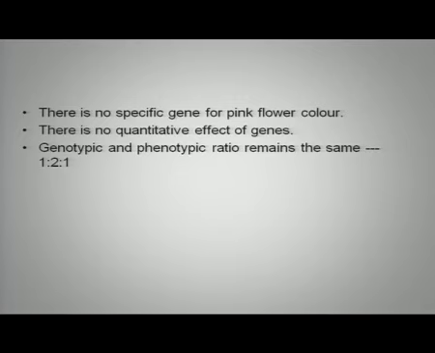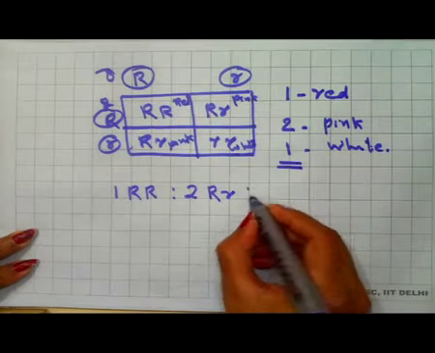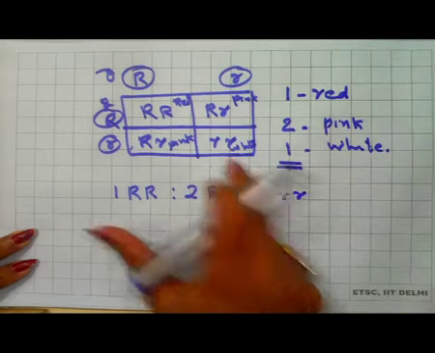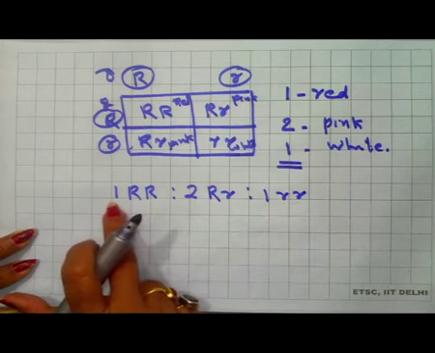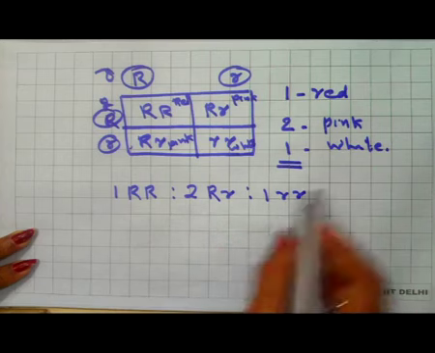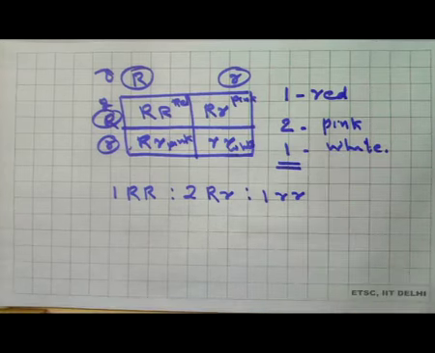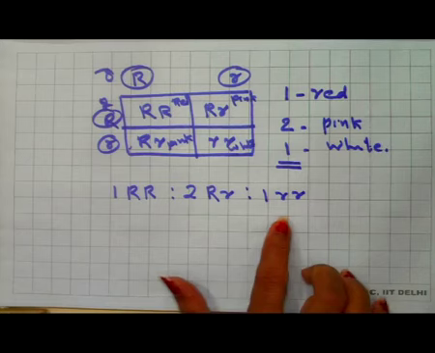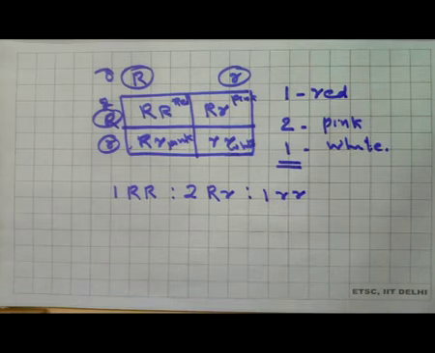One capital R progeny you can show here. Two progenies are having capital R and small r gene combination, and one is having small r gene combination. So, it is 1:2:1 again, the genotype also and the phenotype also. That means both the ratios, genotypic and phenotypic ratio, will remain the same.